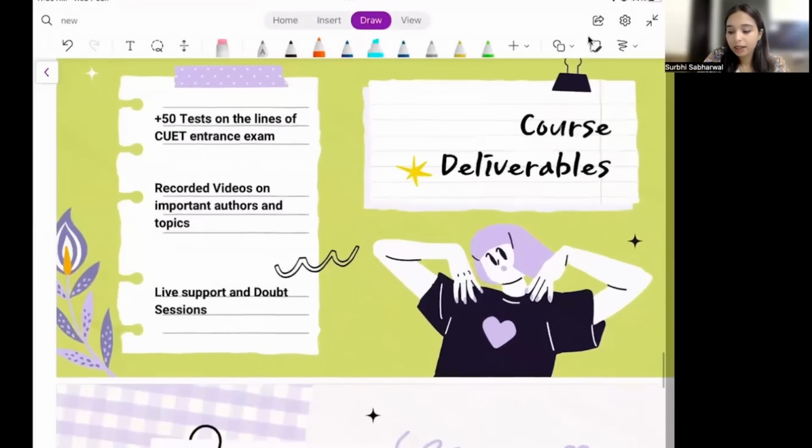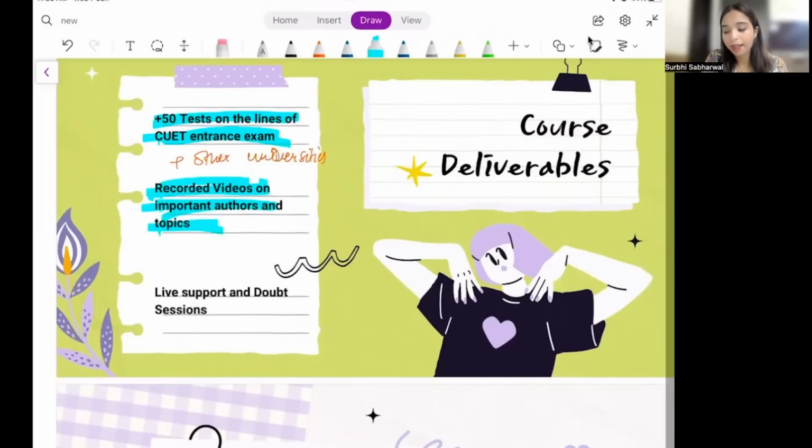So as I said, you would have 50-plus tests on the lines of your CUET examination, plus other universities. You would have recorded videos on important authors and topics, and then live support and doubt sessions, right?